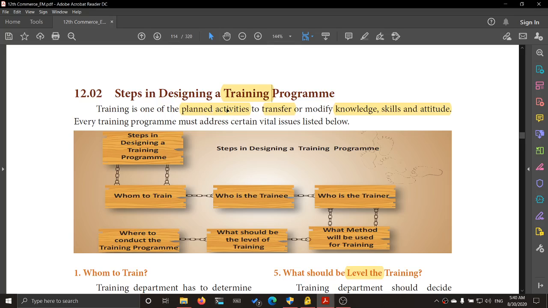Why do you plan these activities? That is to transfer either knowledge, skill, or attitude. So, activities which are planned in advance to transfer the knowledge, skill, and attitude is called training. Okay, so let us see what the steps in this are.